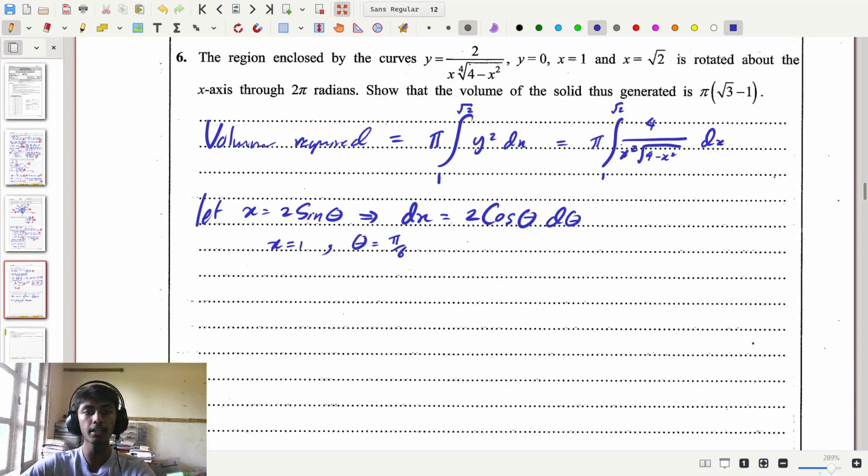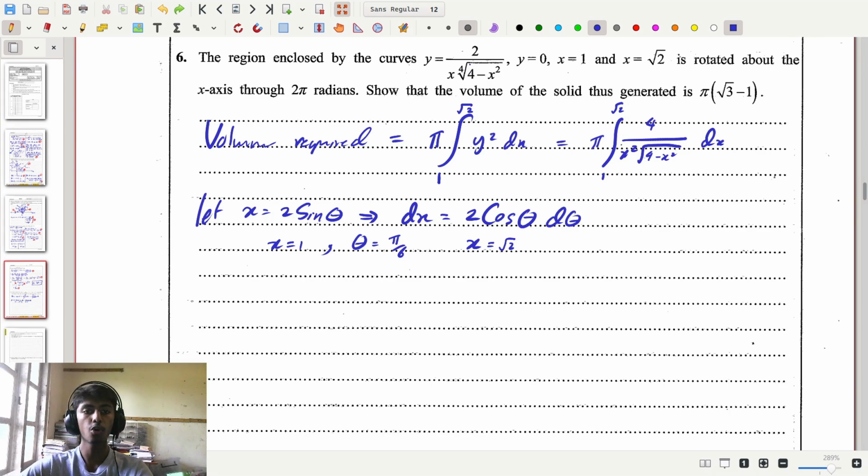Now similarly, for the upper bound, we have x equals root 2, and considering that, we have root 2 equals 2 sine theta, meaning that sine theta is equal to root 2 over 2 or 1 over root 2. And as we know, 1 over root 2 occurs when theta is equal to pi by 4.